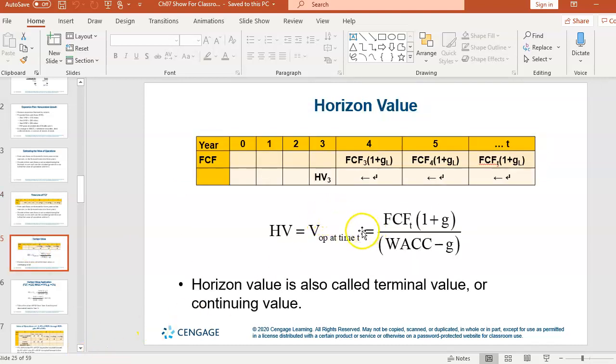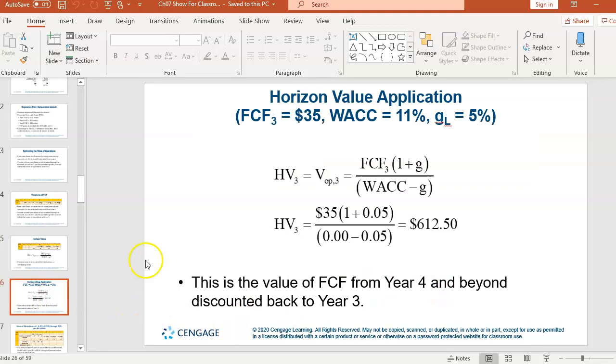So what I have to do is figure out the value of operations starting with years 3 to 4. From years 3 to 4, I begin my constant growth, called the horizon value, sometimes called terminal value or continuing value. All those words work the same. So here's my horizon value, HV, which is my value of operations in year 3. So year 3 to 4 is when I go constant. That's why we're using 3. And so I've got my 35 times 1 plus the growth rate of 5, over my WACC of 11 minus 5. I get 612.50. So the value of my operations from year 3 going forward, I believe, is 612.50.